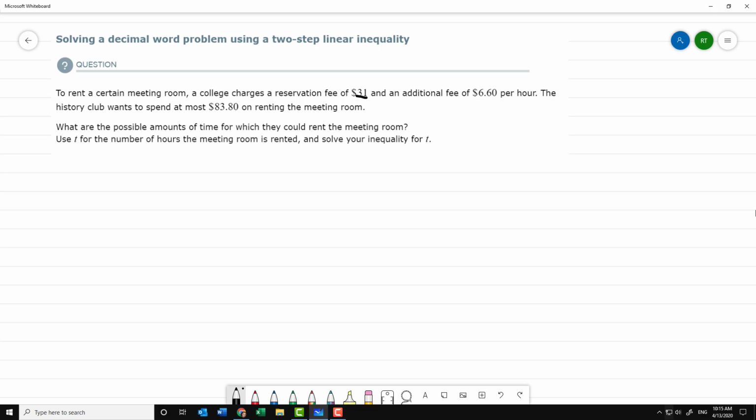So we're getting charged $31, additional fee of $6.60 per hour, and they want to spend at most $83.80. At most, the symbol for at most is, I'll write it over here on the side, less than or equal to. So we're getting charged $31, an additional $6.60 per hour. Use T for the hours. $6.60 per hour, that's our rate. And they want to spend at most, so less than or equal to $83.80. That's the setup for this inequality.